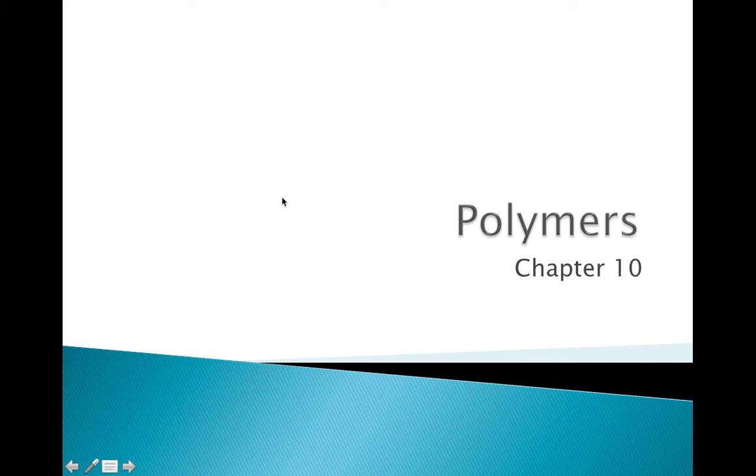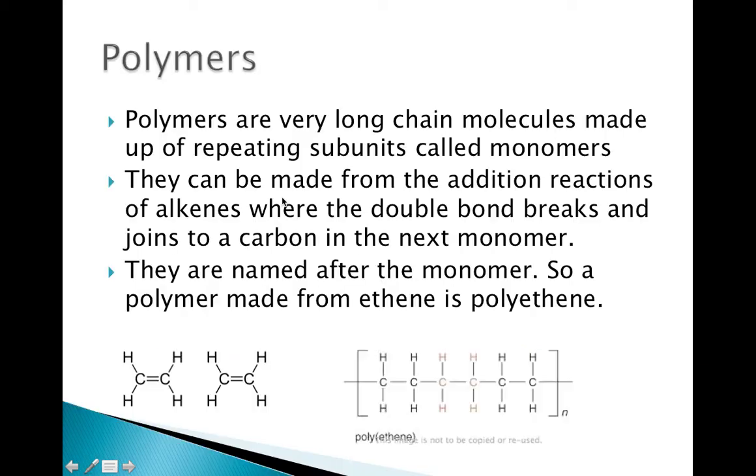Unit 1 Chemistry, Chapter 10, Polymers. So we mentioned polymers in the last one. These are long chain molecules and they have a repeating subunit that links together. The repeating subunit is called a monomer. Mono means one, poly means many.